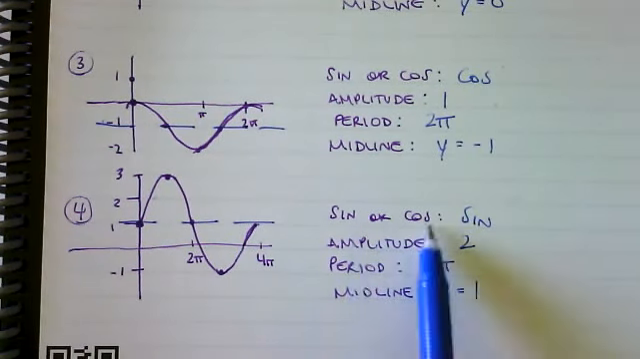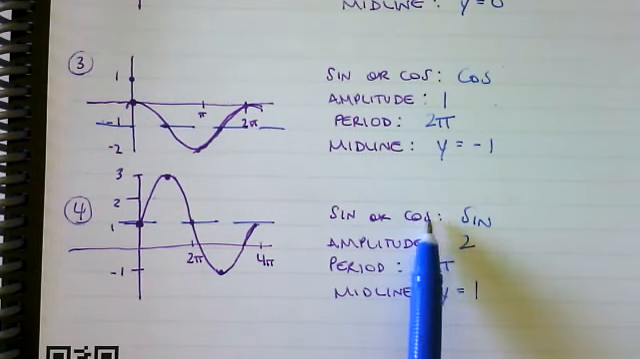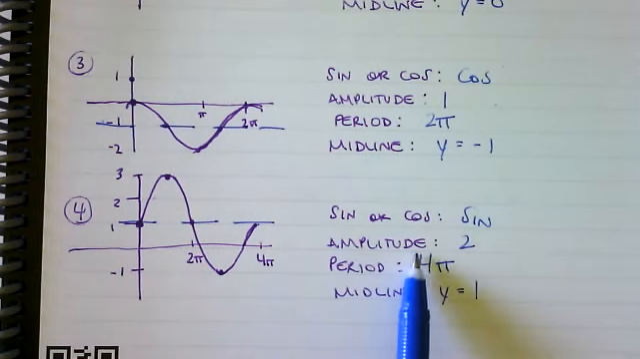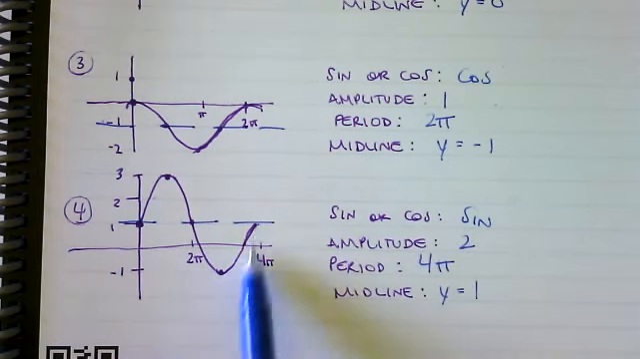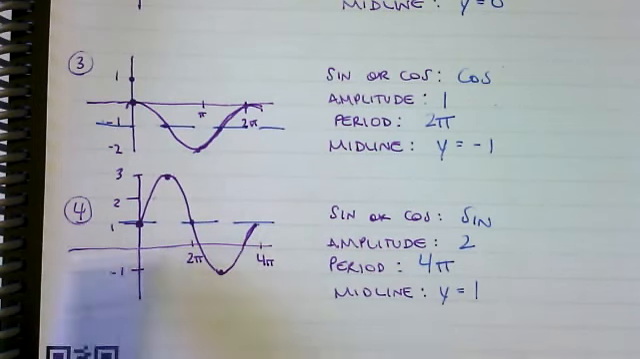Okay, so sine or cosine, am I starting in the middle or am I starting at the top? Amplitude, total height divided by 2. Period, where does the one curve end? Midline, where is it cutting it in half?